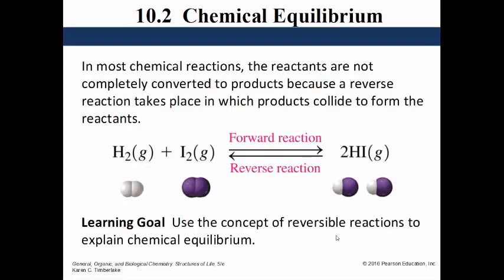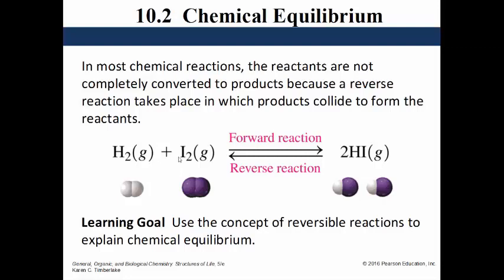Now, in most chemical reactions, reactants are not completely converted to products because a reverse reaction can take place in which the products collide to form reactants. This is called a reversible reaction, and it's indicated by these double arrows. If a reaction is going this way, it's called a forward reaction. If it goes from here back this way, it's called a reverse reaction.